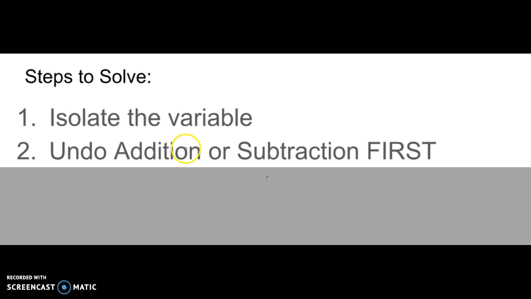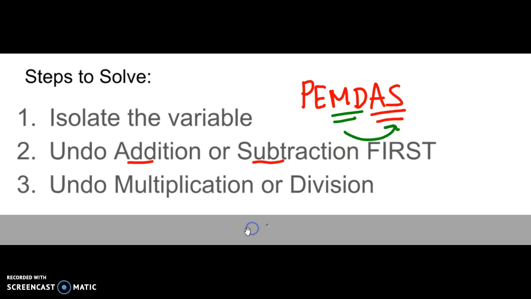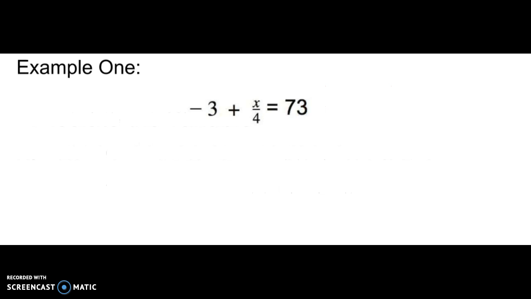So normally addition and subtraction comes at the end of PEMDAS. So because of that, and because we're working backwards, those are the first two operations you need to undo. Which means that in step number 3, we then can undo the multiplication and division, but we can't do that until we undo the addition or subtraction piece. Really, that's it. So let's see what that looks like in action. So here's our first example we're going to look at.